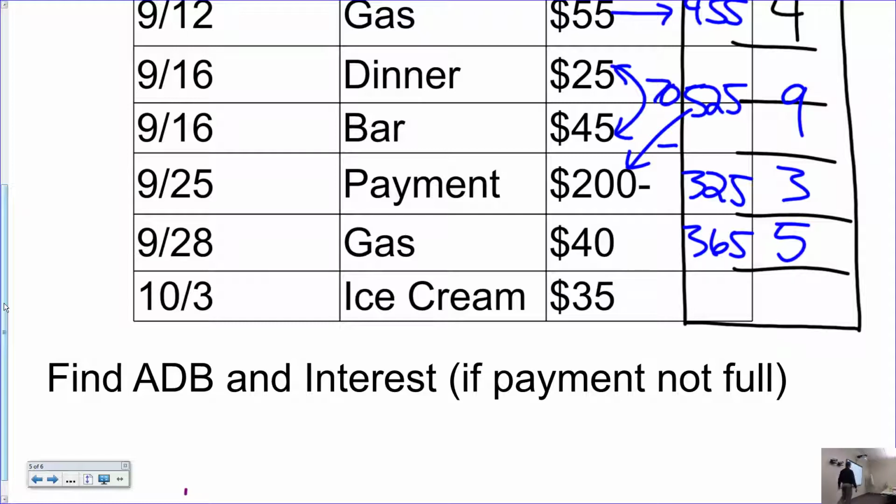Last but not least, though, what's our final number? That's some expensive ice cream. It was for a party. It was an ice cream cake. Okay, if it was ice cream cake, then it's fine.